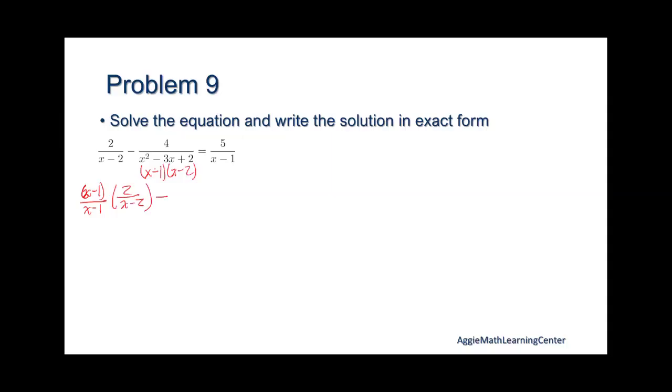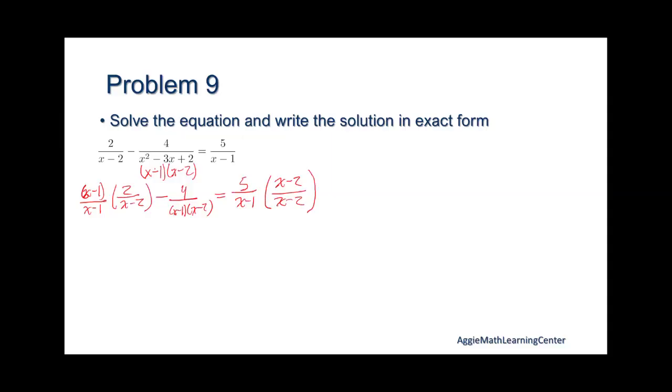And then for the middle term, do we need to do anything? No. We're just going to rewrite it. It's equal. And what do we need to multiply this one by? It's missing the x minus 2, so we need to multiply with that.